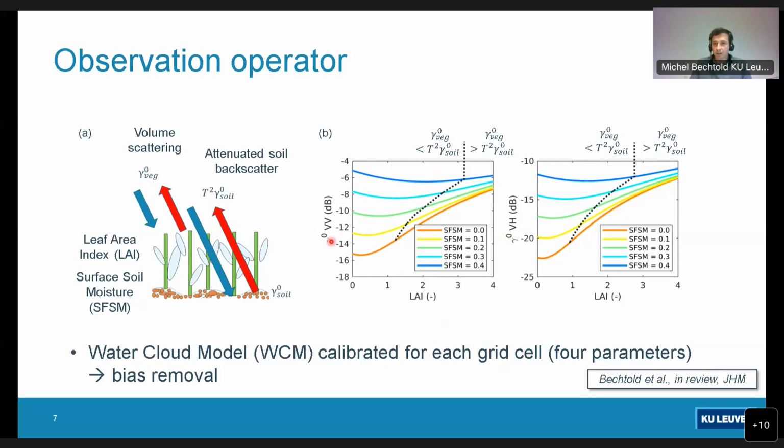So you see here an illustration of the water cloud model. You see here different soil moistures. You basically see the linear relationship that is assumed in the water cloud model. Backscatter increases with soil moisture, and then you see here on the x-axis how leaf area index attenuates, and how volume scattering becomes dominant right of the dotted line here.